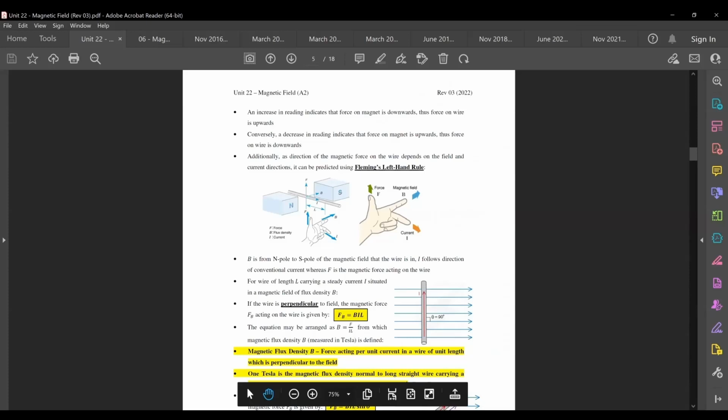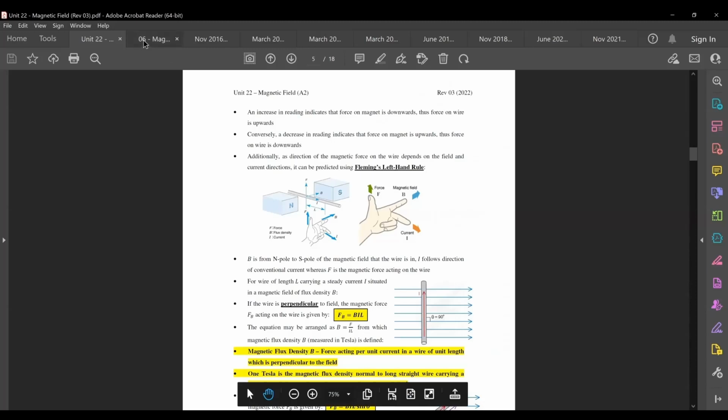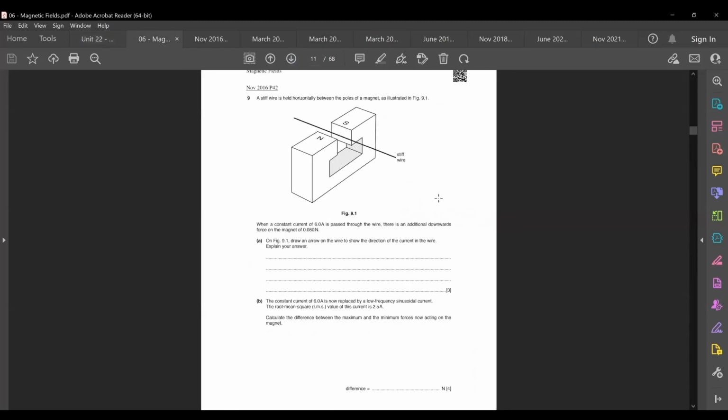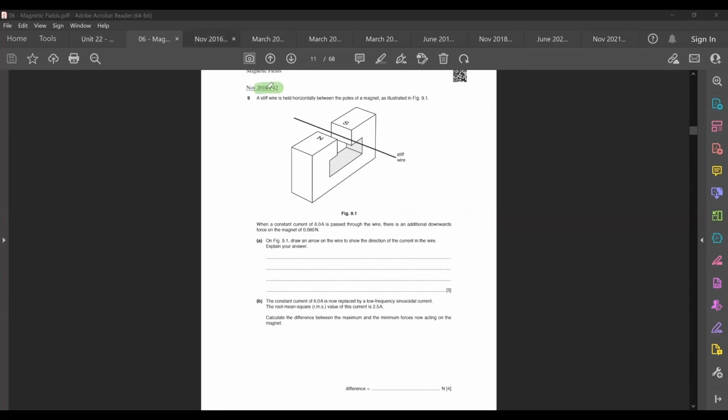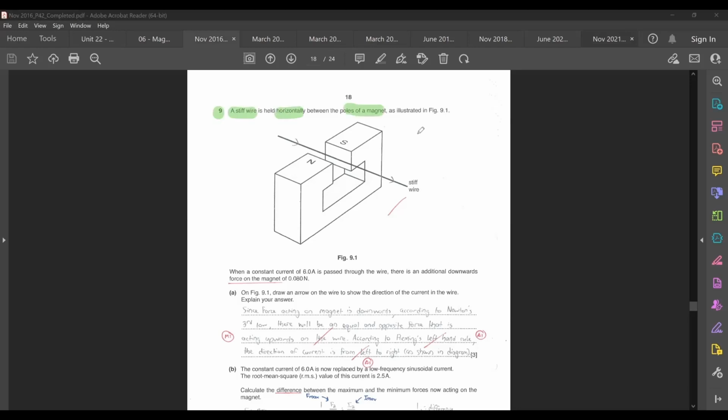Okay, so you look at your magnetic field worksheet. The first question that you can have a look at is actually page 11. Okay, so have a look at page 11, November 2016 P42. They mentioned to you that you have a stiff wire that is held horizontally between the poles of a magnet as illustrated. When a constant current of 6 amps is passed through the wire, there is an additional downward force on the magnet of 0.08 Newton.